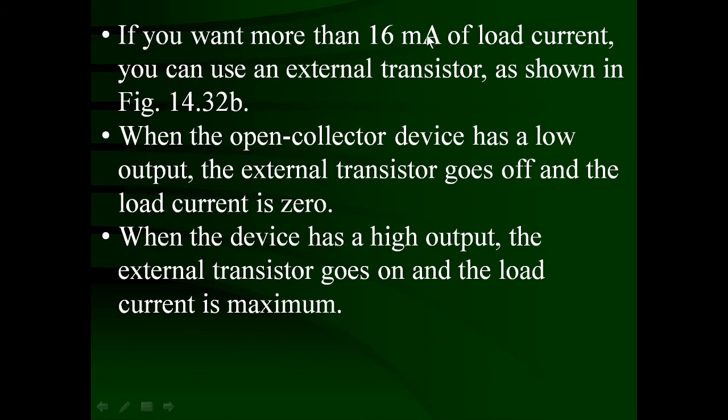If you want more than 16 milliampere of load current, you can use an external transistor as shown in figure 14.32b. When the open collector device has a low output, the external transistor goes off and the load current is zero. When the device has a high output, the external transistor goes on, then the load current is a maximum. If RL is 100 ohms and RV is 1K, then the load current is 10 times, that means 150 milliampere current is possible.